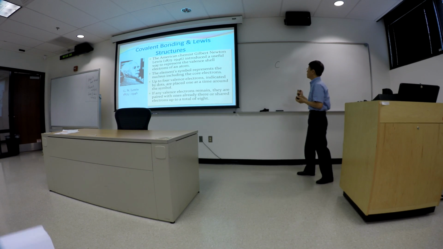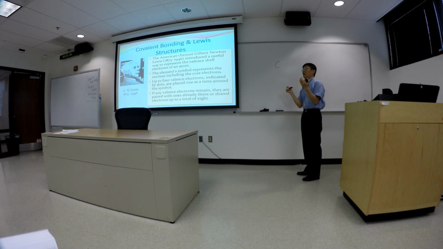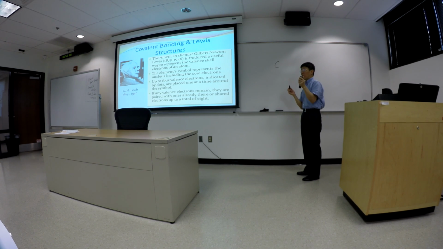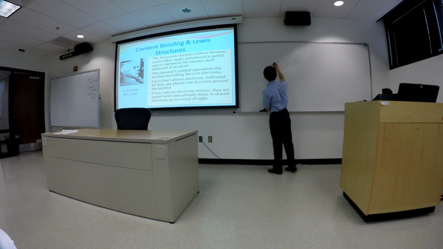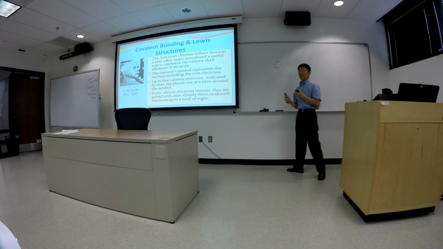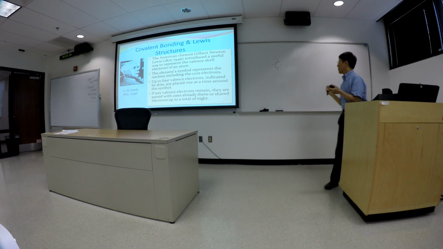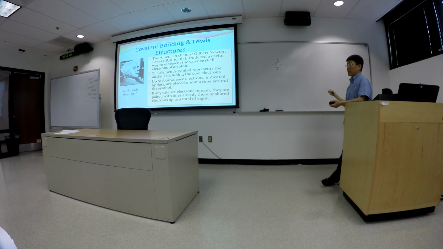And he said, to represent the distribution of the valence electrons, we use a single dot to represent a particular electron. So for carbon, we have 4 valence electrons, group 4A. We put a dot on each side of that atom. So each dot represents 1 valence electron.